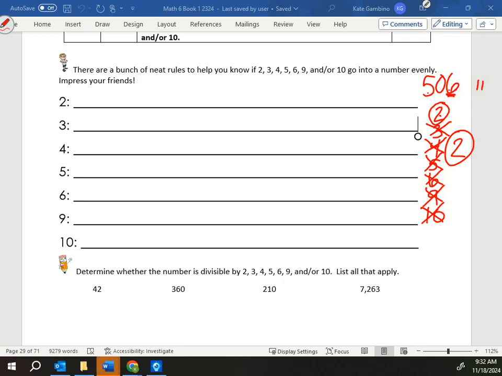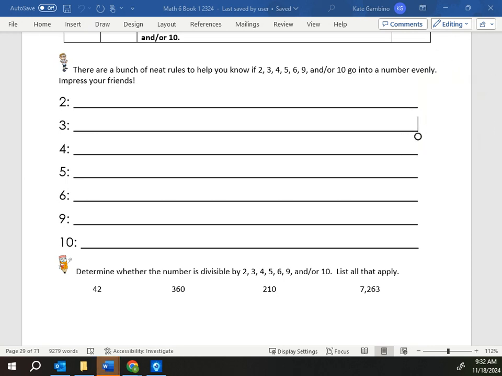So on the test tomorrow and on Wednesday, write out all the numbers, check the divisibility rules for each number. Have those divisibility rules on your card. Okay? Any questions on this one? All right, let's look at our next objective.